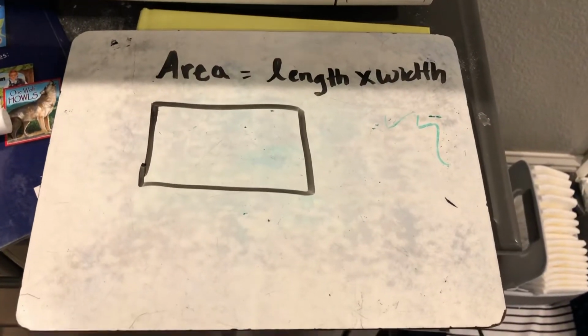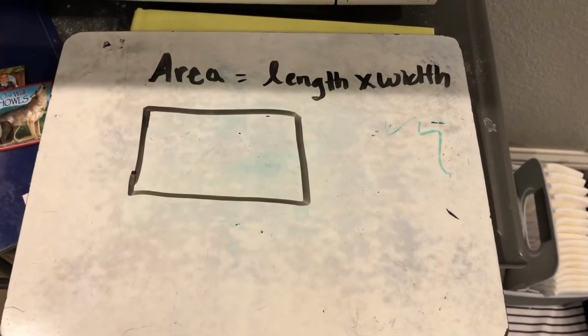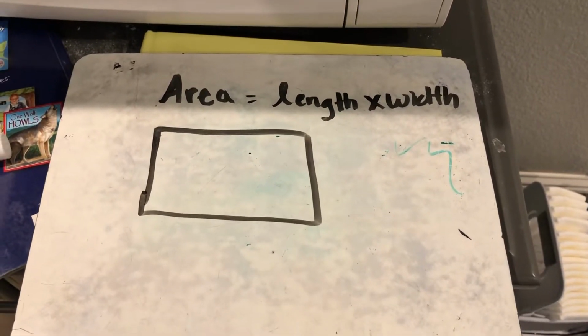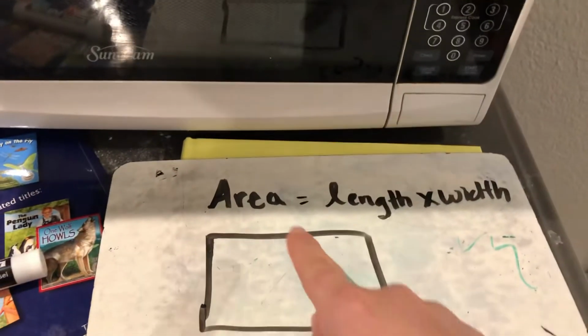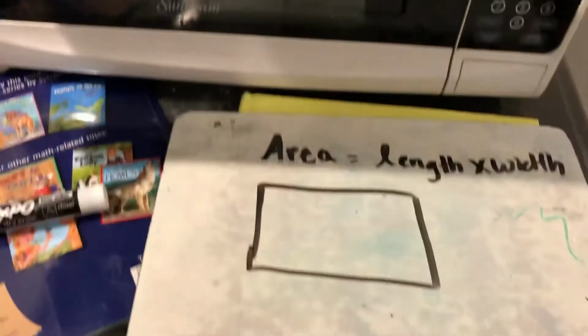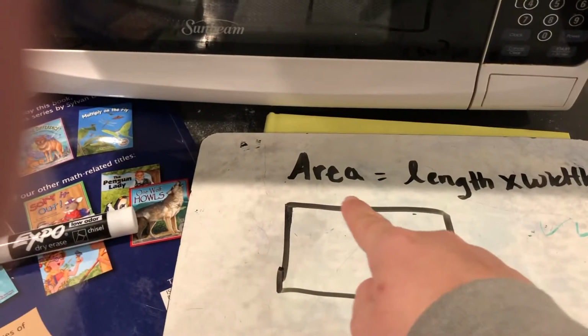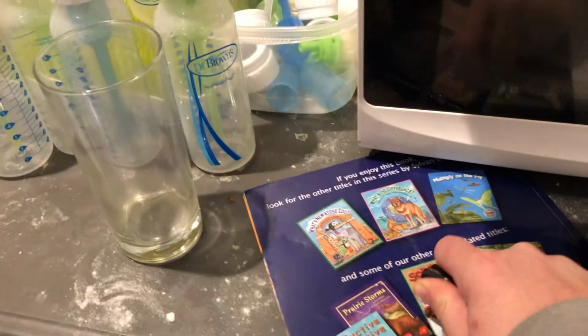Today's mini lesson, I think you guys covered this while I was gone on maternity leave, but I wanted to go over area, which is length times width. Length is how long a shape is, width is how wide a shape is. Usually for me, length is up here, and width is the side right here. So, what length means, this is length.